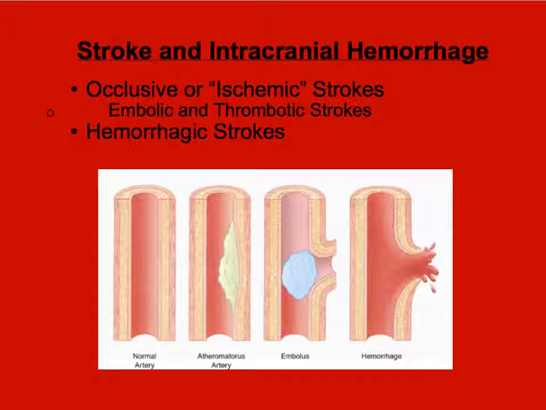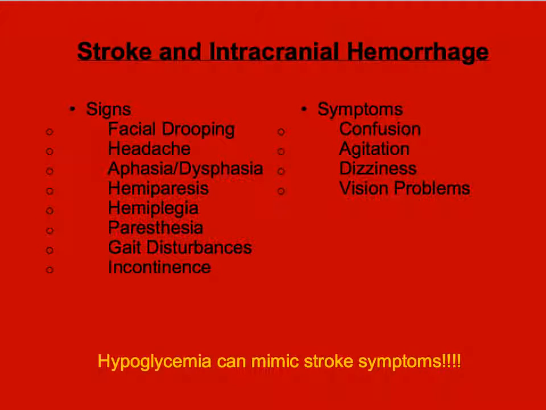The other 15% are hemorrhagic strokes, where there's a rupture in the vessel and an actual bleed or intracranial hemorrhage. Regardless of the cause, whether it be ischemic or hemorrhagic, the stroke patient appears the same in our assessment. The only way to know what type of stroke is to get a CT scan, a CAT scan, at the hospital. So standard stroke signs and symptoms include the list here.